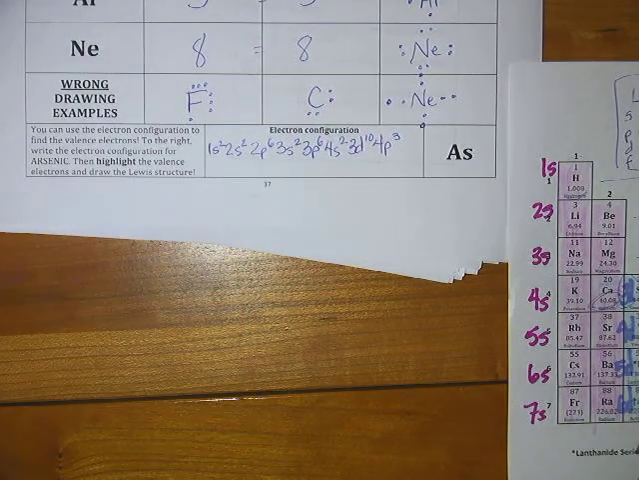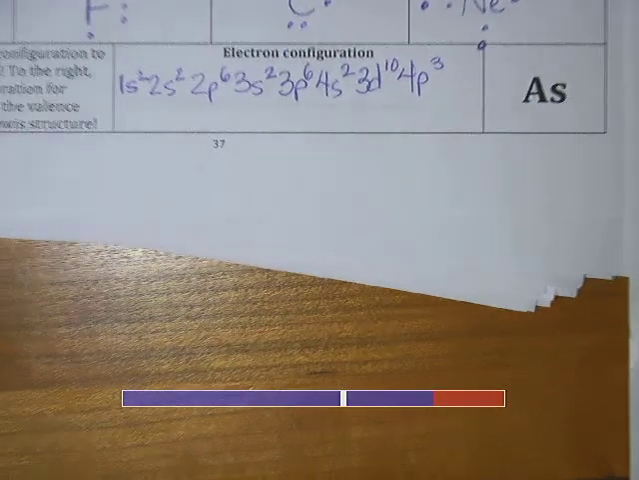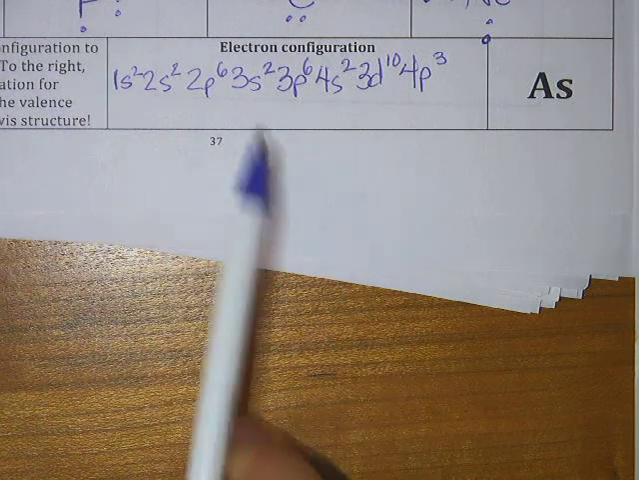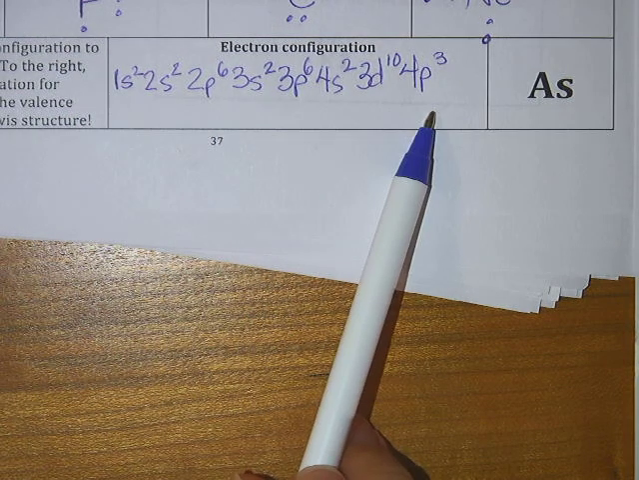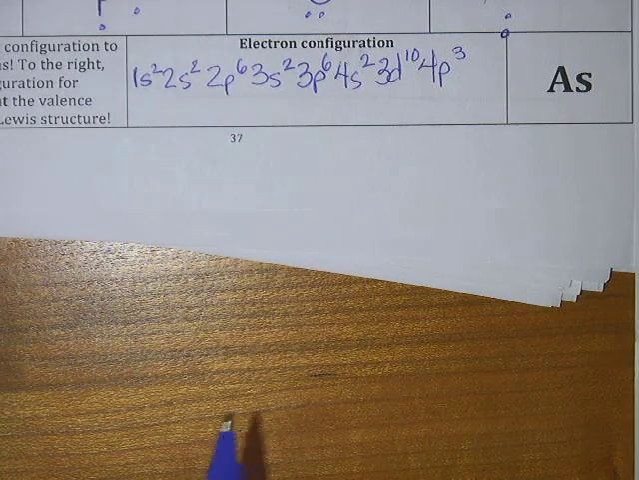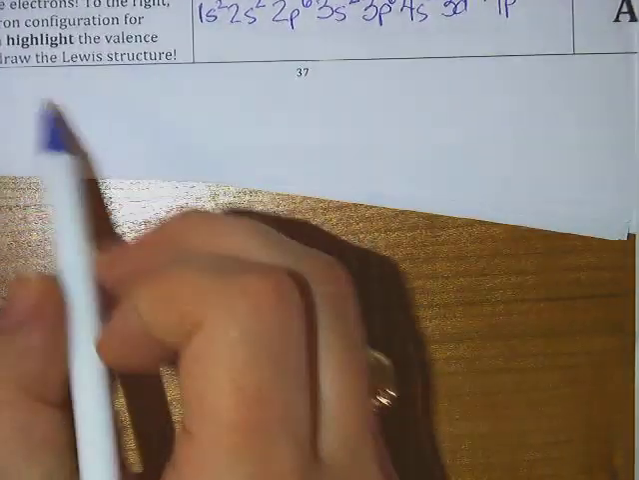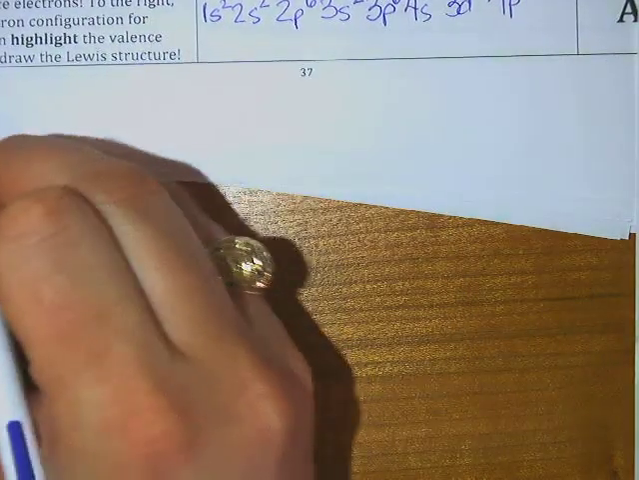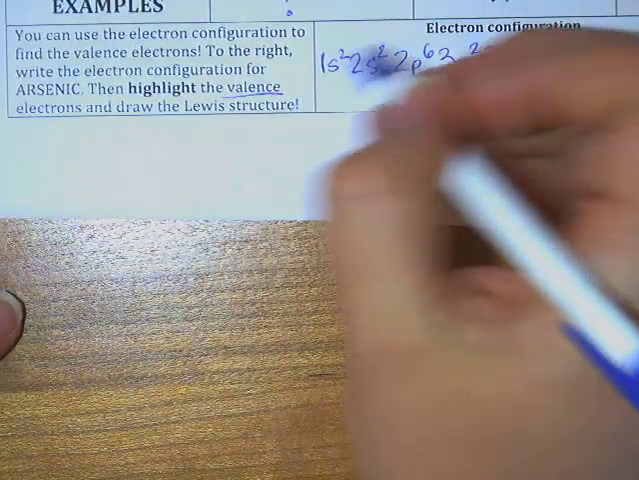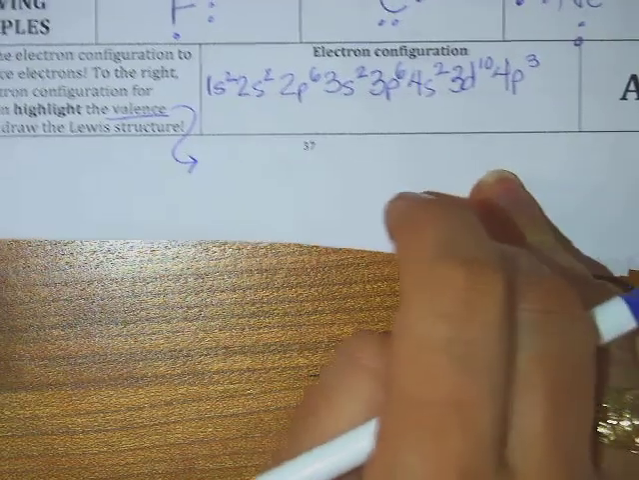Okay, and what was the point of doing that? Well, here's a cool trick. You can figure out the number of valence electrons by looking at the electron configuration if you know what you're looking for. So the directions say highlight the valence electrons.